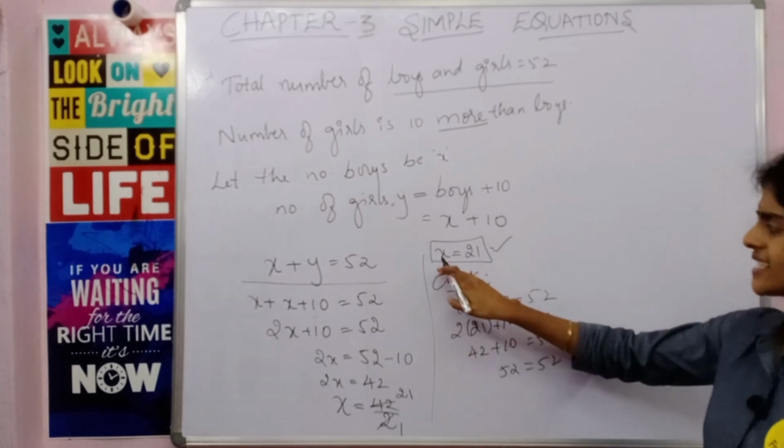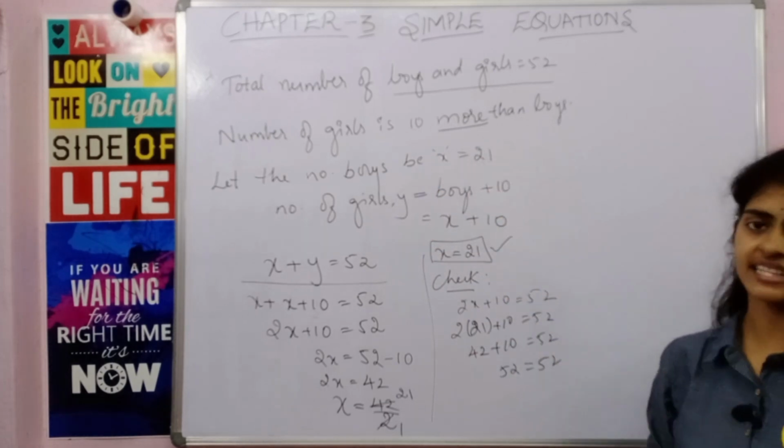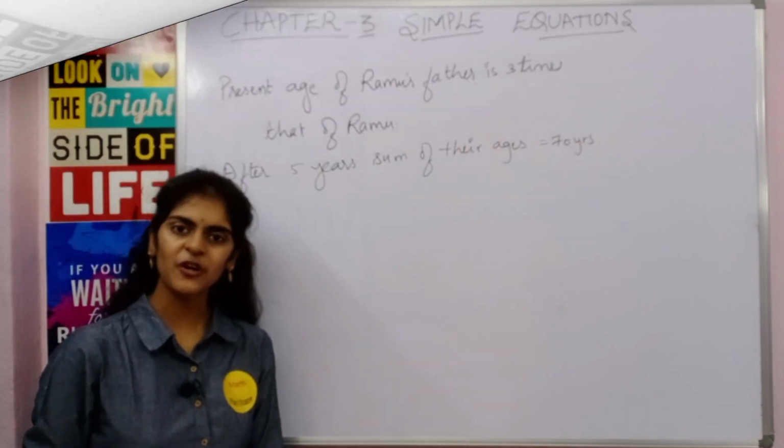Now what is x? X is nothing but the number of boys. So the number of boys is how many? There are 21 boys in the class. Moving on to the next question.